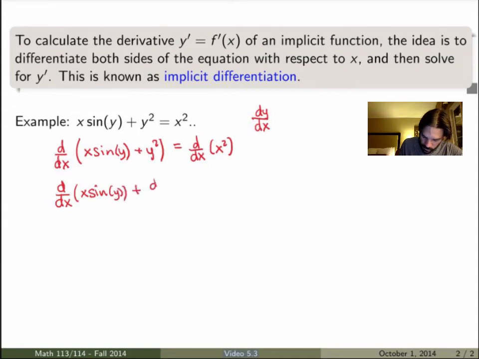That's for the first term. The second one is the d/dx of y squared. On the right-hand side, I can evaluate the derivative directly using the power rule. Derivative of x squared by now should be familiar. It's just 2x.